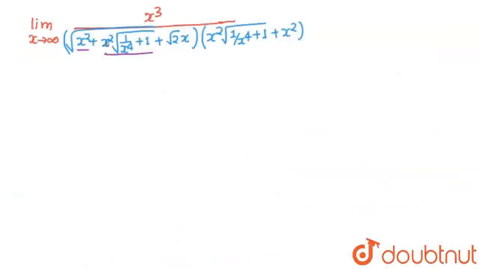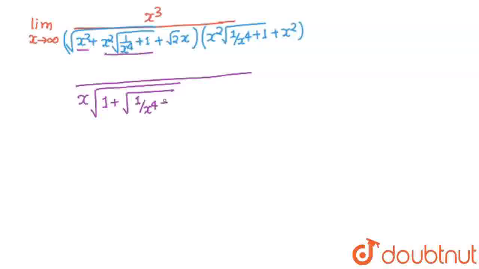So when I take this x square common from this square root, x will come common. So x will come common in the denominator. And there will be a square root. So there will be 1 plus a square root 1 upon x to the power 4 plus 1 plus square root 2x.